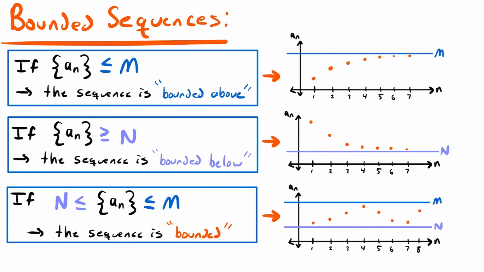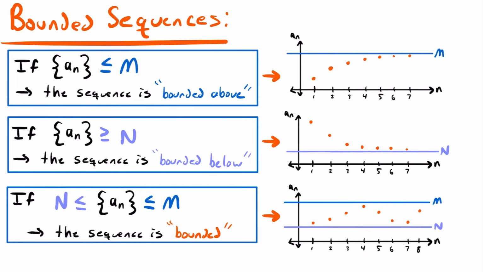Now finally, if we put everything together, if a sequence is bounded below by n, but bounded above by m, then we say that the sequence is bounded. So unless a sequence is bounded above and bounded below, it is not bounded entirely. It needs to be bounded both above and below by some value m and another value n.